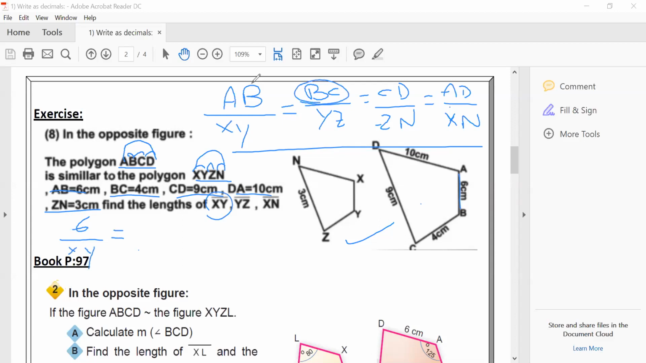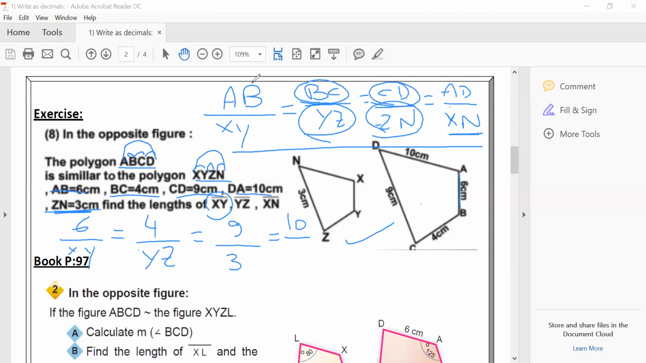BC, do you have BC? Yes, I have BC, 4 centimeters. YZ, do you have YZ? No, it's not written in the givens. What about CD? Is CD given? Yes, it is 9. ZN, yes, ZN is given, it is 3. AD, yes, 10, over XN. No, XN is not given.